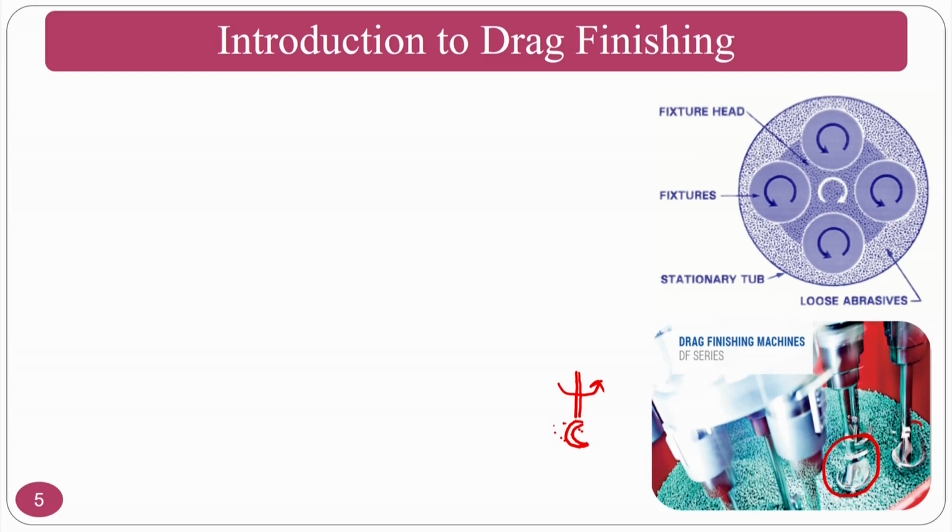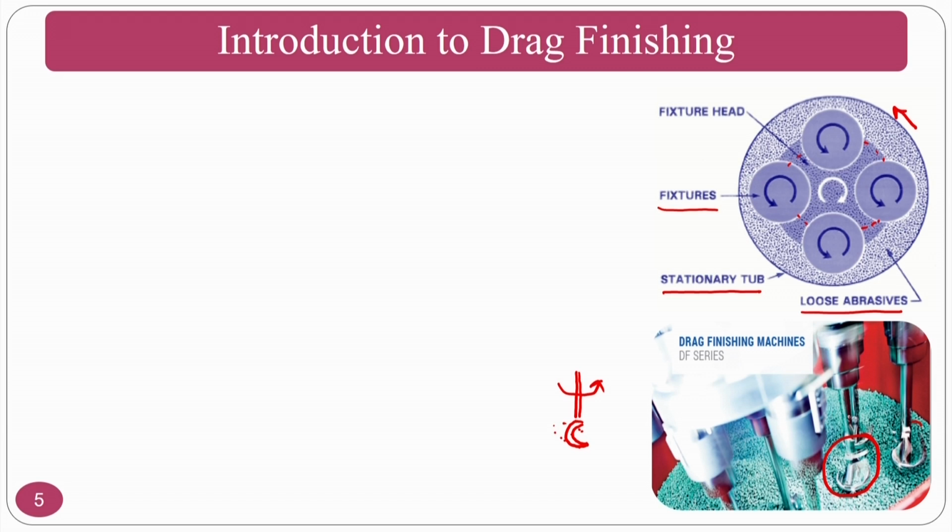If you see here, a stationary hub is there, loose abrasive particles are there, and fixtures holding the components, and fixture heads are on the top. All the components are located on the pitch circle. All are rotated while keeping the abrasive particles stationary, or you can also give the abrasive particles motion by giving rotary motion to the stationary tub.